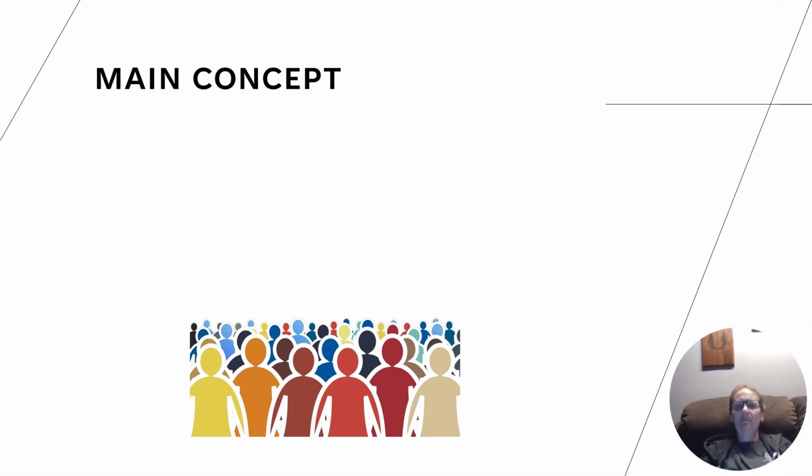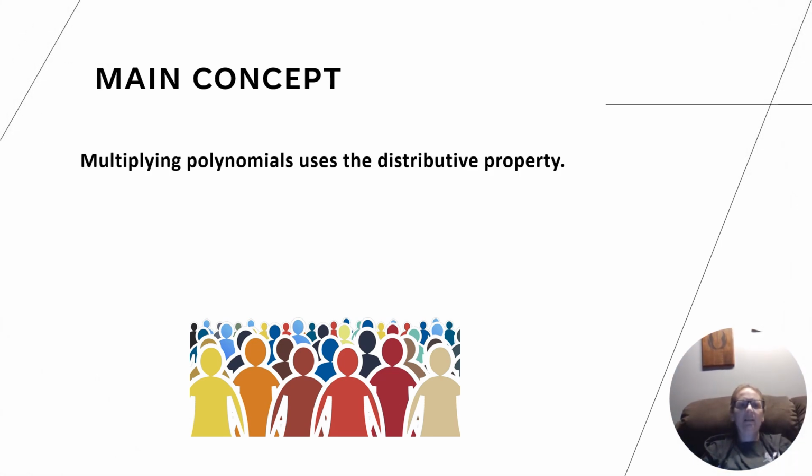All right, the main concept is as follows. Basically, multiplying polynomials just uses the distributive property. So when I multiply two binomials, I have a plus b times c plus d. I can use the distributive property by distributing the a through and then distributing the b through. So I multiply a times the quantity and then b times the quantity. And then I just add it all up and combine like terms. And that's all there is to that.